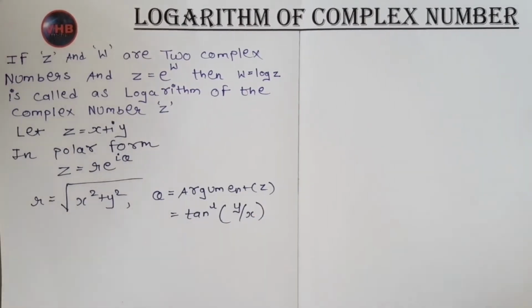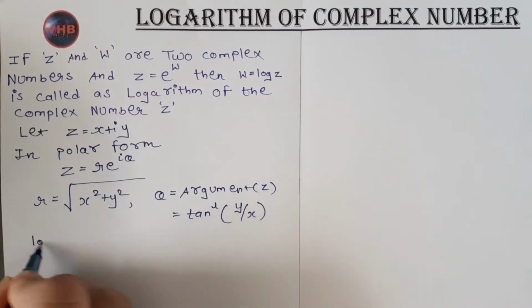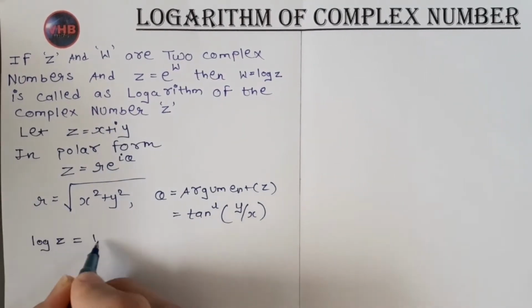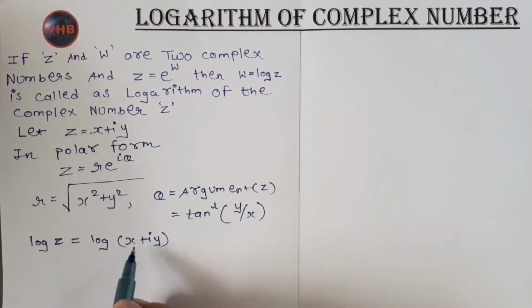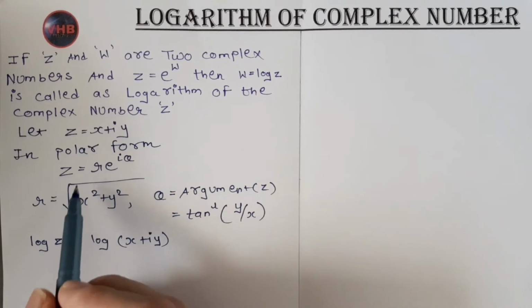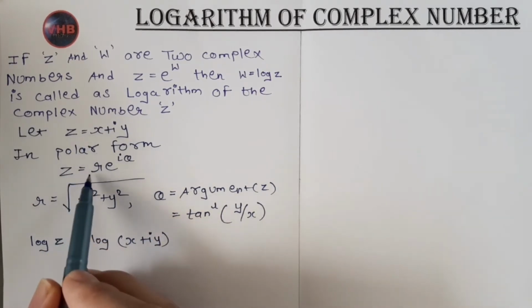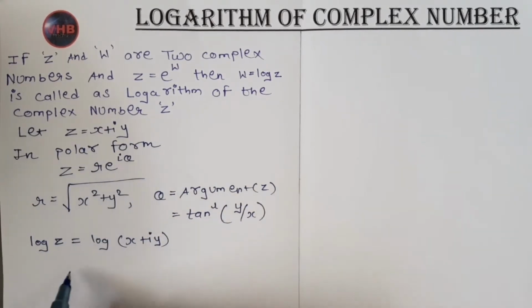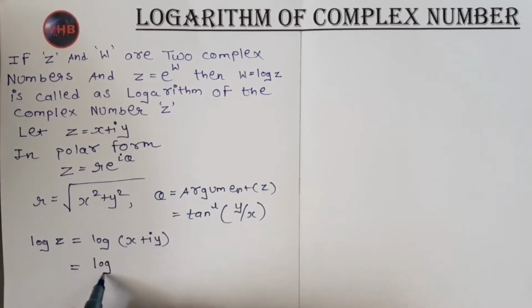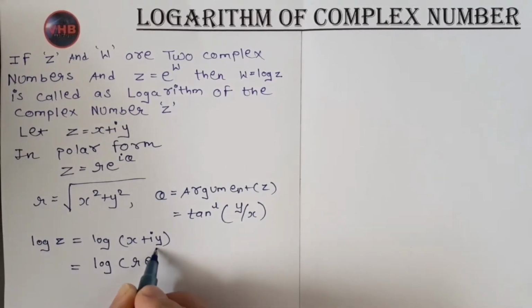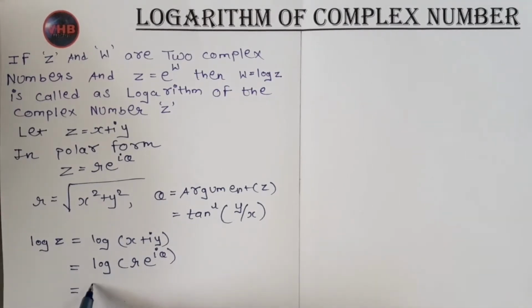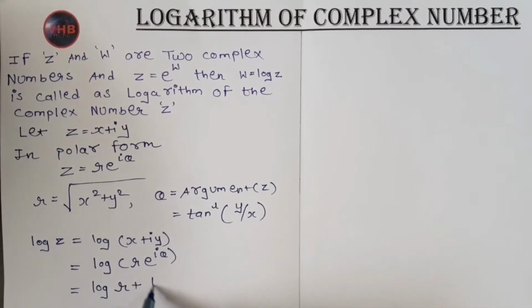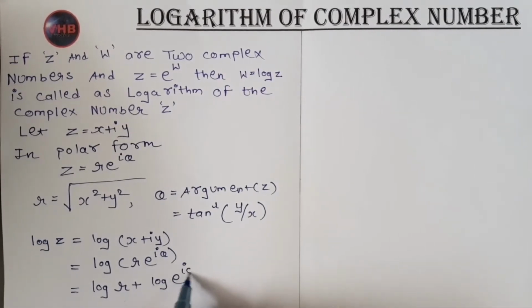Now let log of z equal log of x plus iy. What is x plus iy? x plus iy is equal to z, and z is equal to r into e raised to i theta. So we can substitute x plus iy as r into e raised to i theta. Now according to the product rule of log, log of r into e raised to i theta can be written as log r plus log of e raised to i theta.